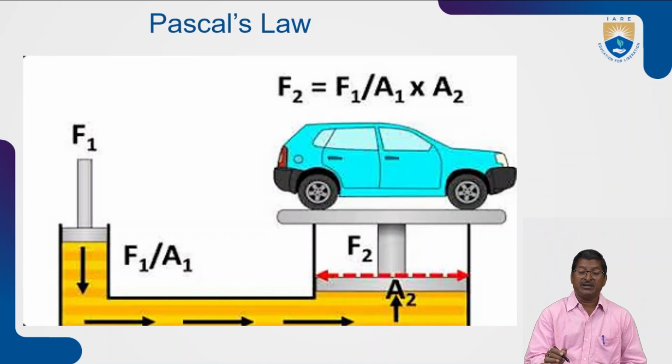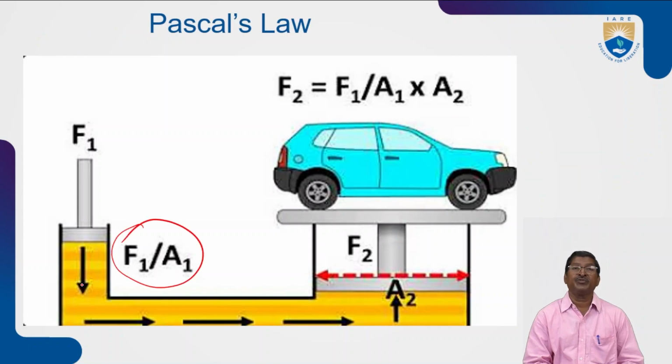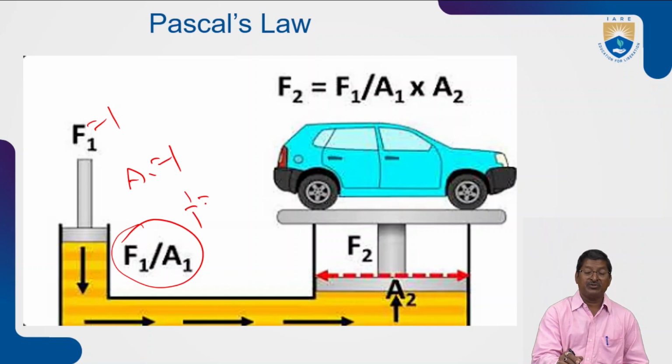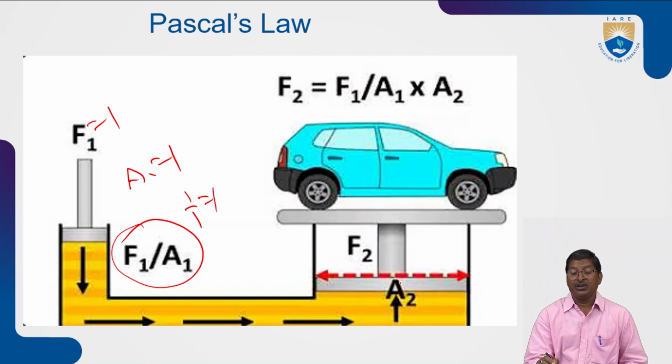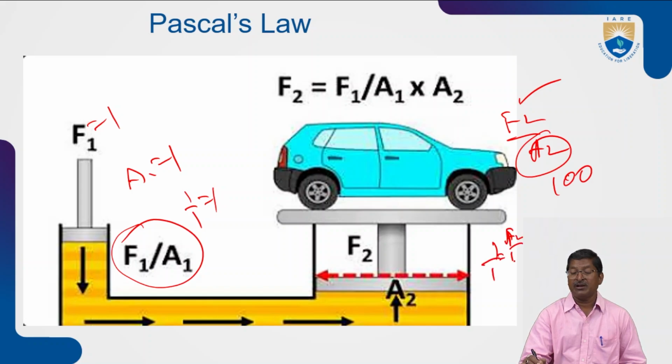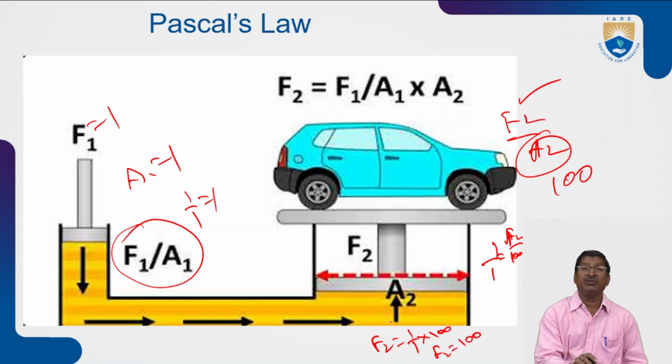So you can see this, because force by area is the pressure. Here, force by area: let us take F1 is 1, area A1 is 1. So 1 by 1 is equal to 1. Whereas here, F2 by A2. So we will find out F2. If A2 is 100, then what will happen? 1 by 1 is equal to F2 by 100. So F2 is equal to 1 by 1 into 100. So F2 is equal to 100. So if you apply 1 kg here, then 100 kgs will be applied here.